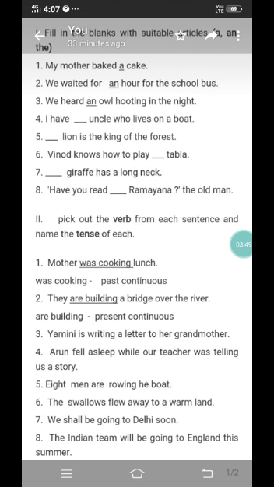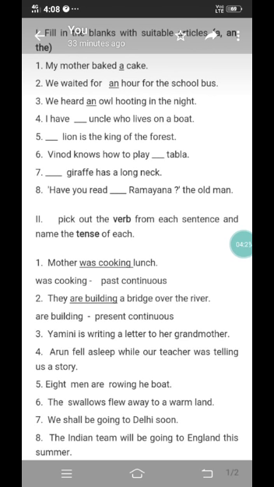Seventh one. Dash giraffe has a long neck. You need to choose the right answer. Have you read dash Ramayana? Here the noun is Ramayana. So they are mentioning the particular book name. Just now as I told you, the is used before the well-known statues, buildings, places, musical instruments, title of the books, etc. Right? So Ramayana is a book. So you need to choose the right answer.